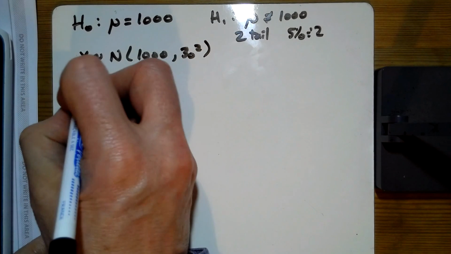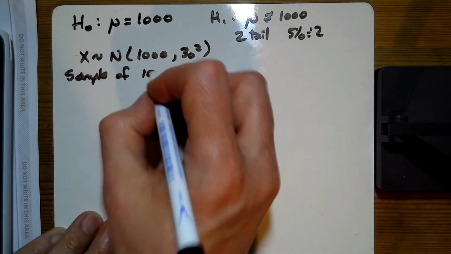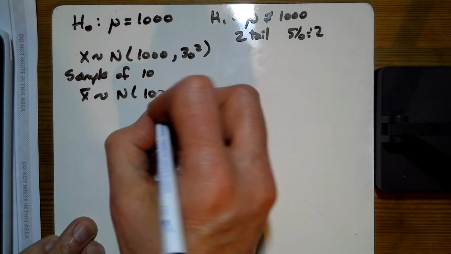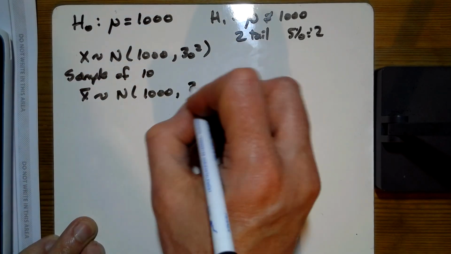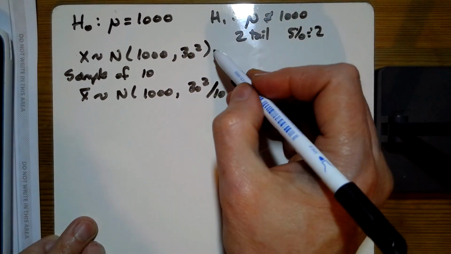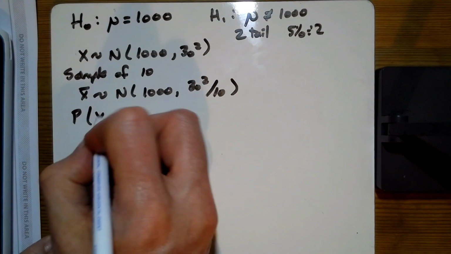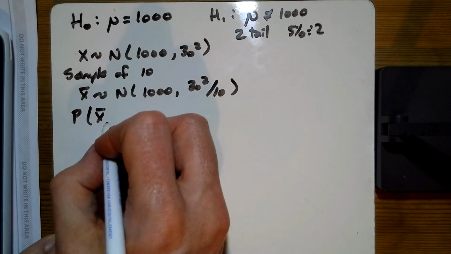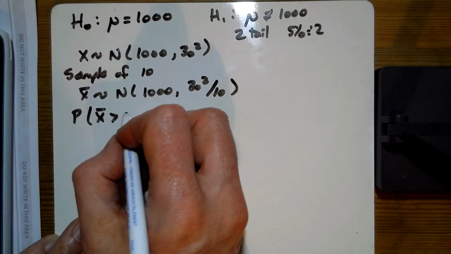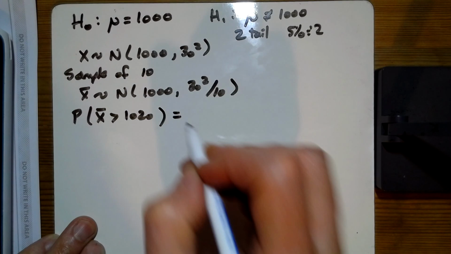squared. But we're doing a sample of 10, and so the mean of the sample of 10 is normally distributed with 1,000 and 30 squared over 10. No central limit theorem needed because we're already normal there. Find out the probability that the mean is, they got 1,020, so we're going to go for greater than 1,020. There's no point in going less than, because that's clearly going to be too big there.